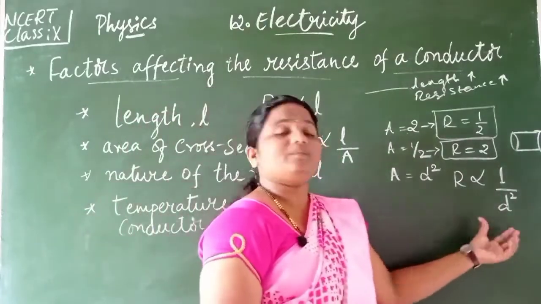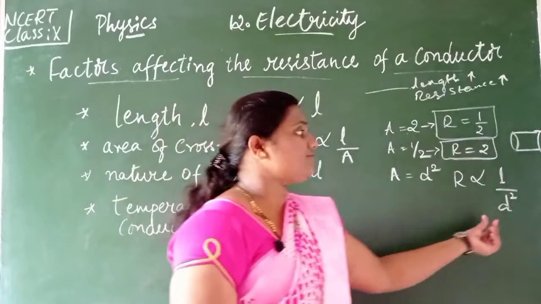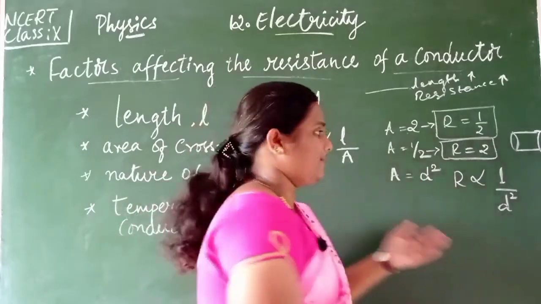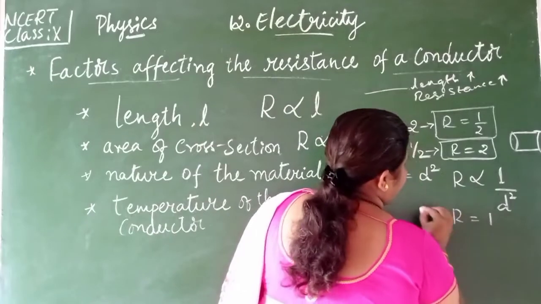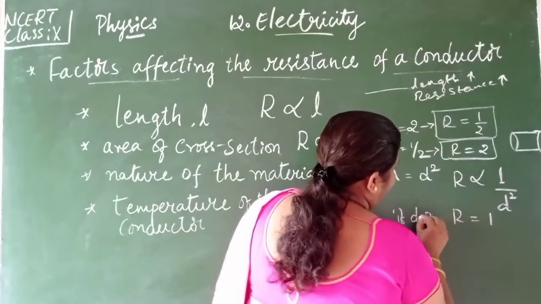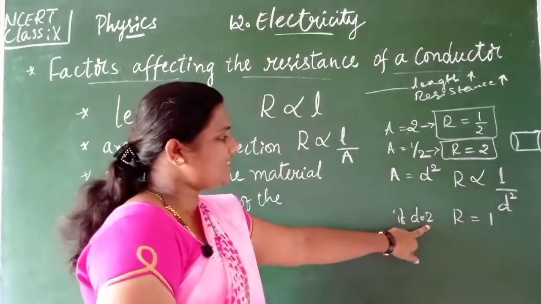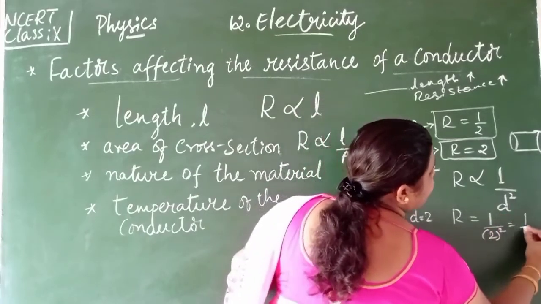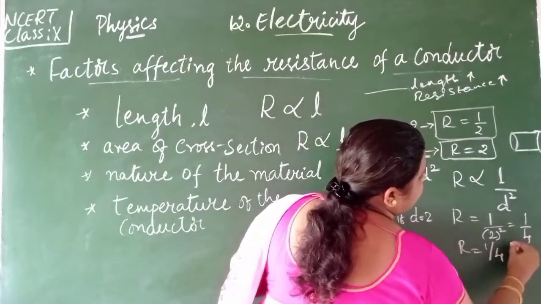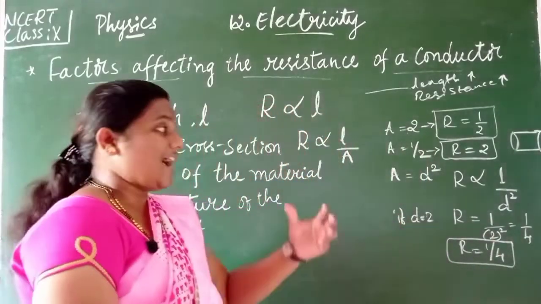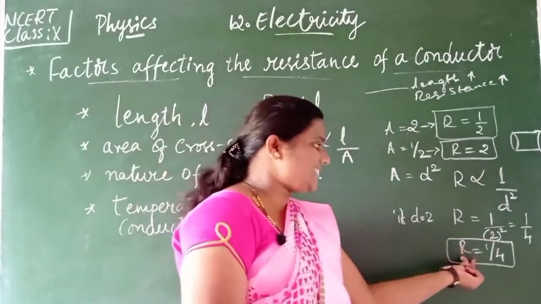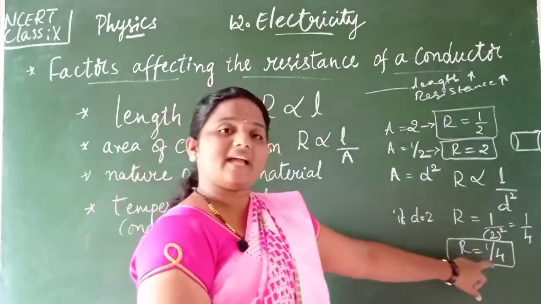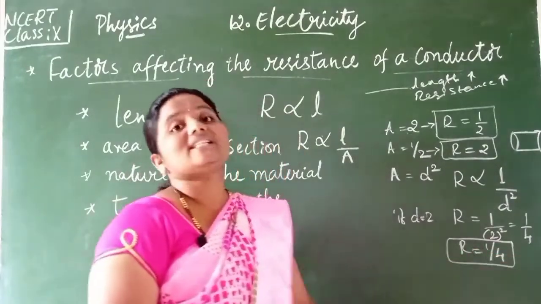So for example, while solving the problems, if they asked if the diameter of the wire is made 2 times, means if the diameter of the conductor is doubled, what you have to do, R is equals to, if diameter gets doubled, substitute 2 in place of D, that is 2 square, means 1/4, means R is equals to 1/4 time. Means if the diameter of the wire gets doubled, resistance will be reduced to 1/4 times. Got it, children? How much has it reduced? 1/4 time it has reduced.